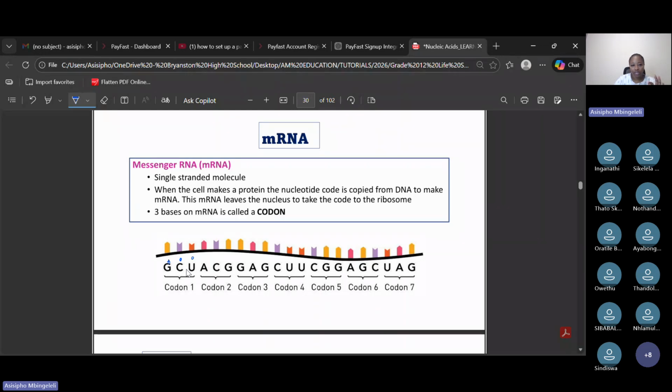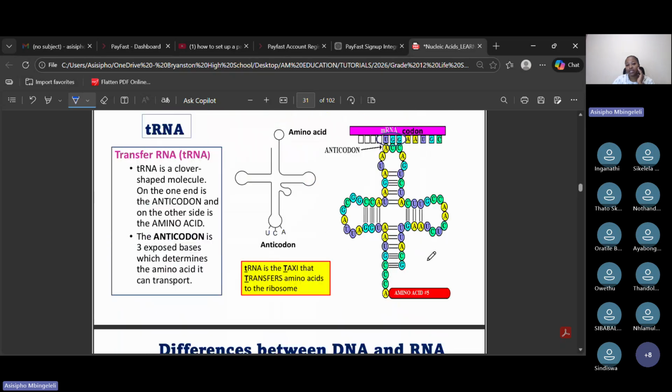Now, what you need to note: three bases in a messenger RNA strand, we call them a codon. So these three bases here are called a codon, just like these three bases here, just like these three bases here. Hence, we are counting them as codon 1, codon 2, codon 3, codon 4, codon 5. So there are 7 codons here. If someone were to ask you how many bases we can see on this strand, obviously you will say 7 multiplied by 3, or you can just physically count the bases. So codon, 3 bases in a messenger RNA strand.